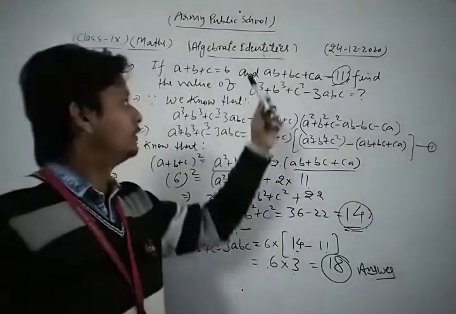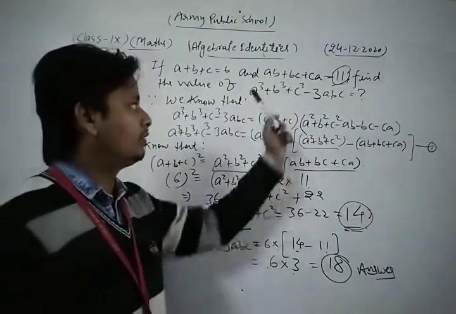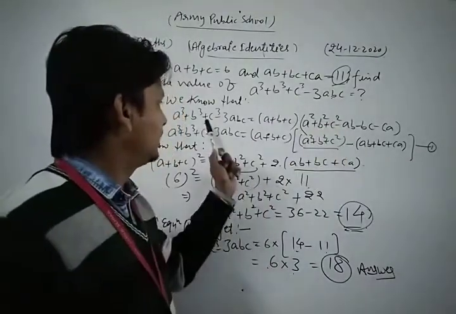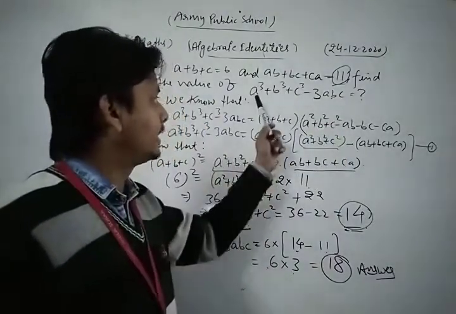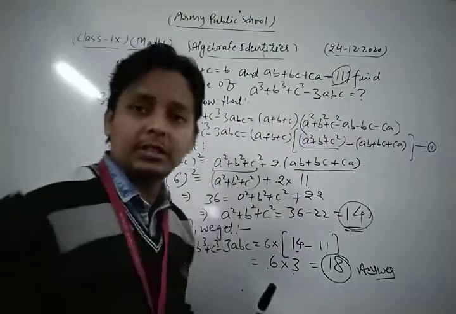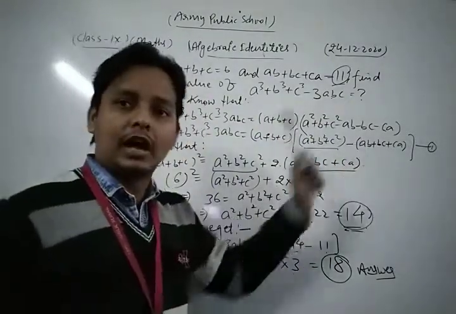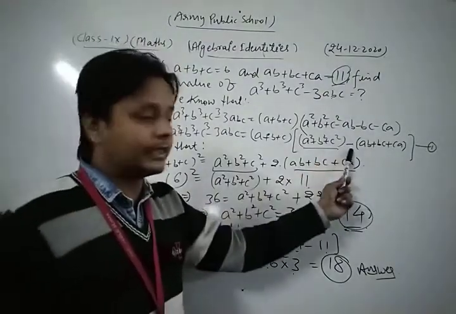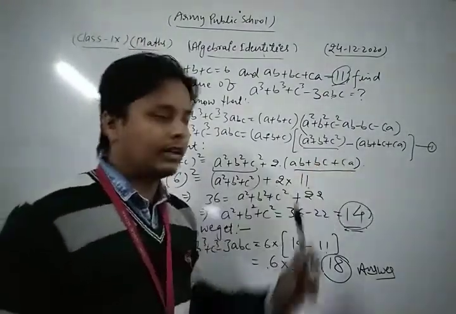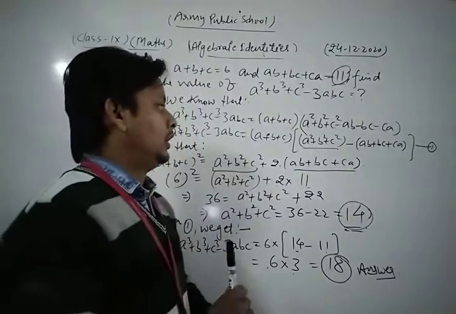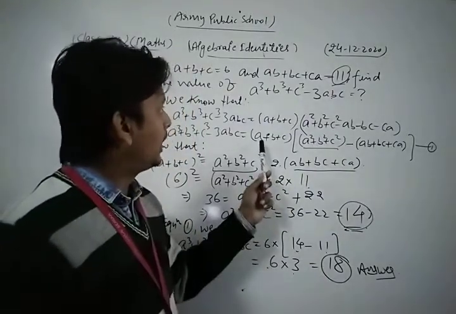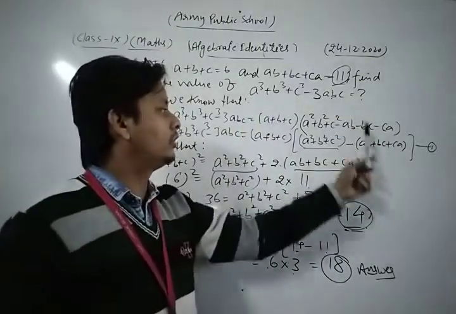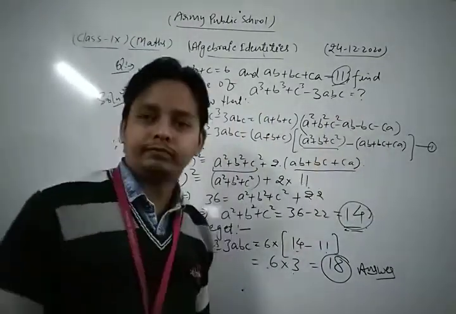In that question we have the values of this and this, and we find the value of a cube plus b cube plus c cube minus 3abc. First of all, you write the formula for the identity a cube plus b cube plus c cube minus 3abc. After that, we observe that we take the common factor from there, so we get this. Now for that question we have the value of a plus b plus c which is 6, and also the value of ab plus bc plus ca as 11.